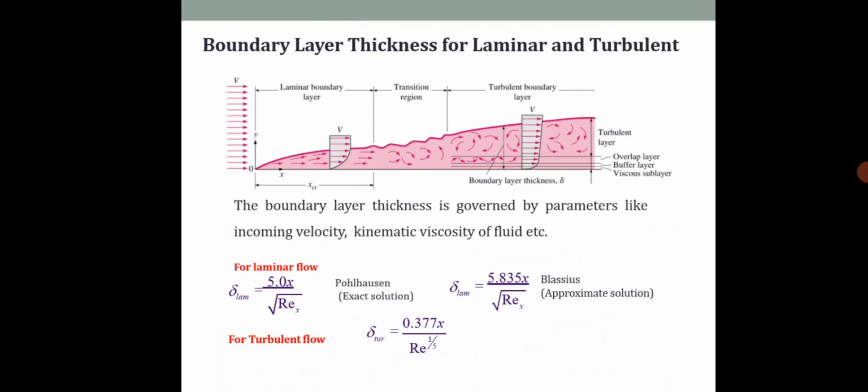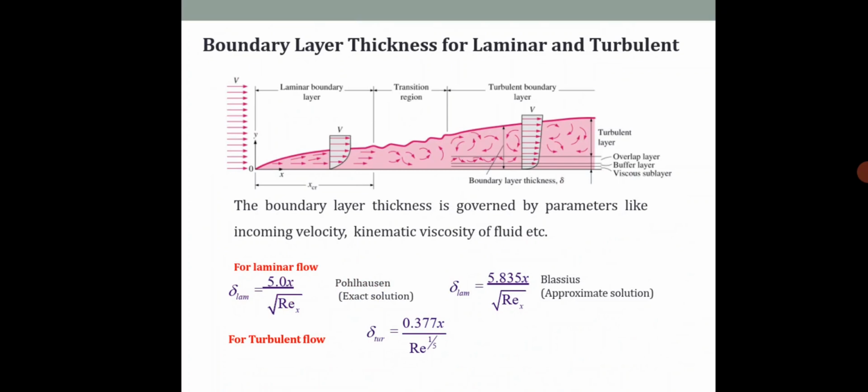Next one is the boundary layer thickness for laminar and turbulent flow. When you think about the boundary layer thickness, it will be governed by parameters like incoming velocity, kinematic viscosity of the fluid, etc. For the case of a laminar flow, we have delta equal to 5x divided by root of the Reynolds number. Okay, this is actually an exact solution.